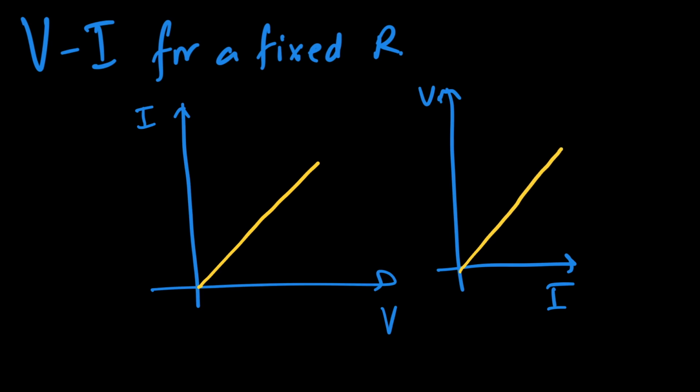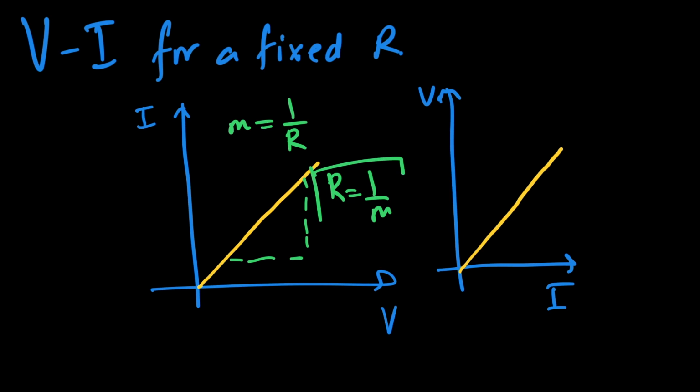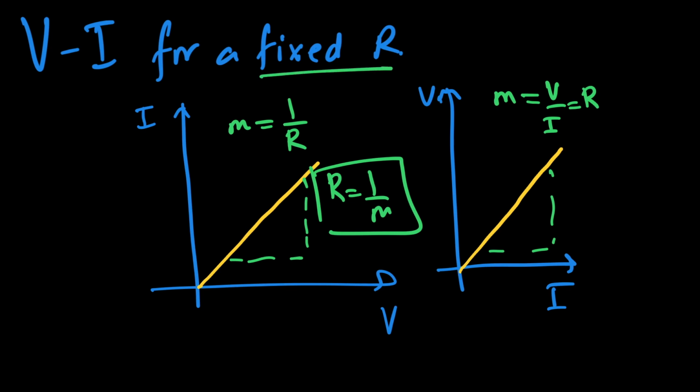Now the gradient of this line would give you 1 over resistance, so the resistance would be 1 over gradient, and in this case the gradient itself would be V over I, so the gradient would represent resistance. Remember that this fixed resistor is an ohmic conductor, और सिर्फ जो ohmic conductors होते हैं उनके लिए you use the gradient method, otherwise you just take the instantaneous points and you get your answer.